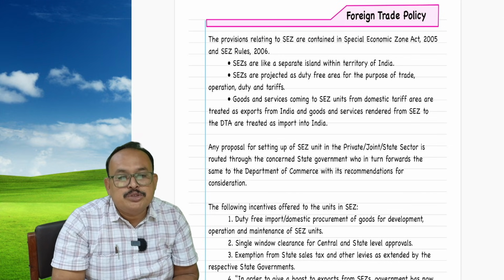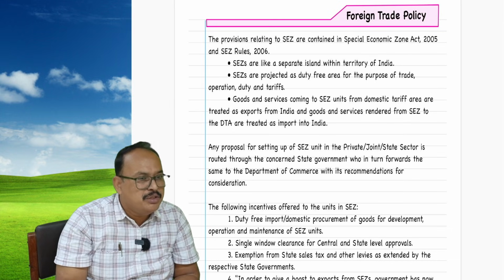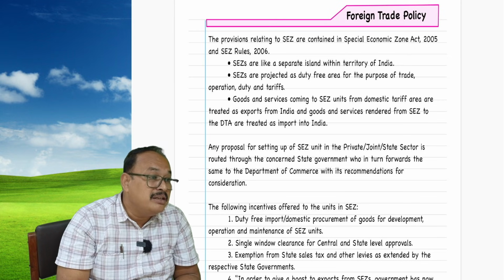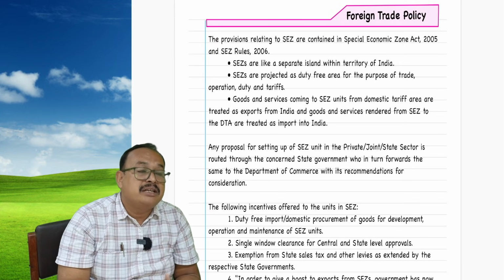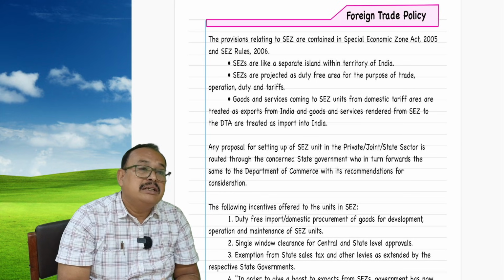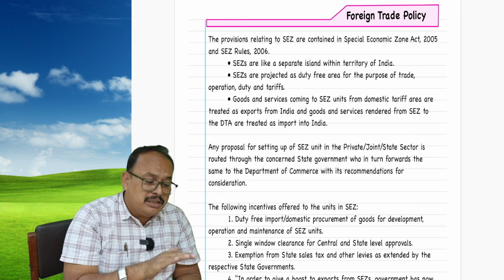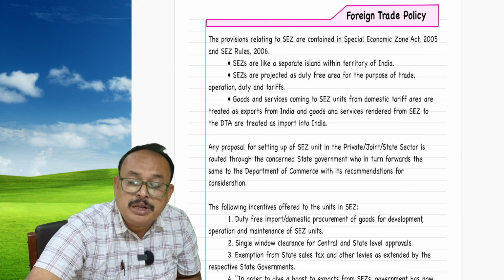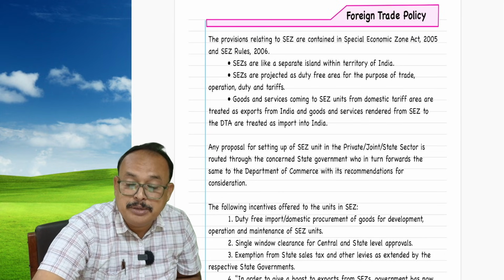But special economic zone units, covered under the Special Economic Zone Act and rules, come under the Union Ministry of Finance, not under the Union Ministry of Commerce and Industry. This entire foreign trade policy is under the regulation of the Director General of Foreign Trade, who from time to time issues circulars and notifications to monitor this foreign trade policy.